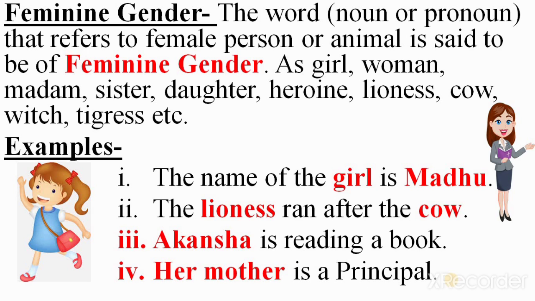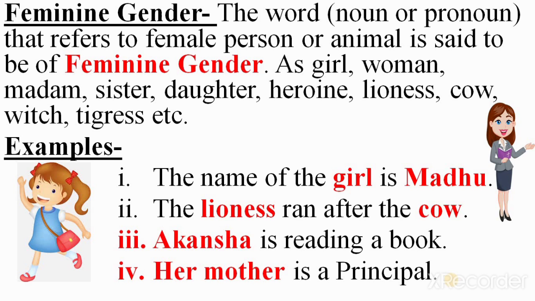The word, noun or pronoun that refers to female person or animal is said to be of feminine gender, as girl, woman, madam, sister, daughter, heroine, lioness, cow, witch, tigress, etc. Now see the examples. The name of the girl is Madhu. The lioness ran after the cow. Akansha is reading a book. Her mother is a principal.